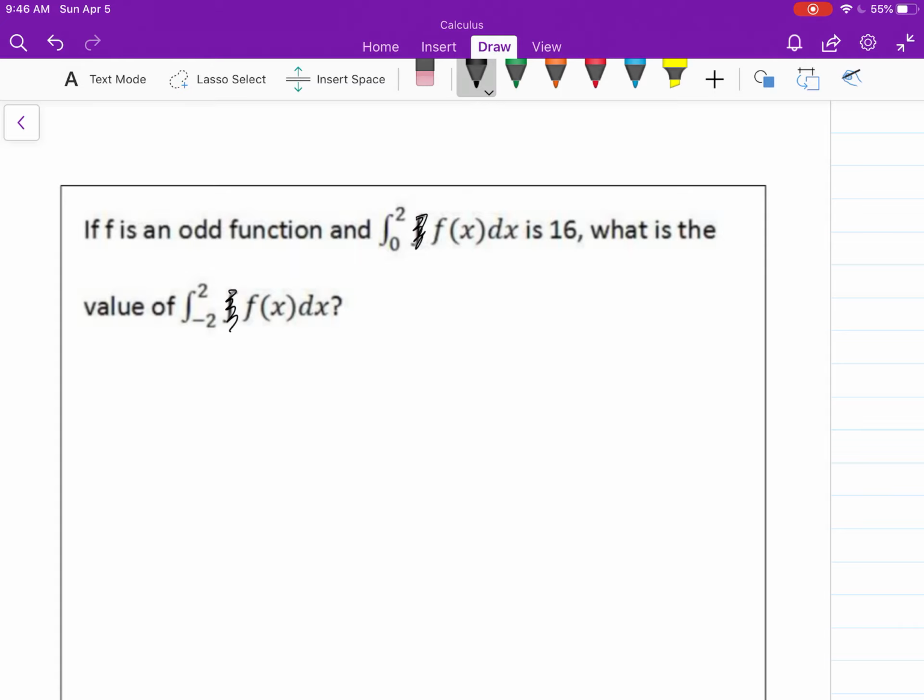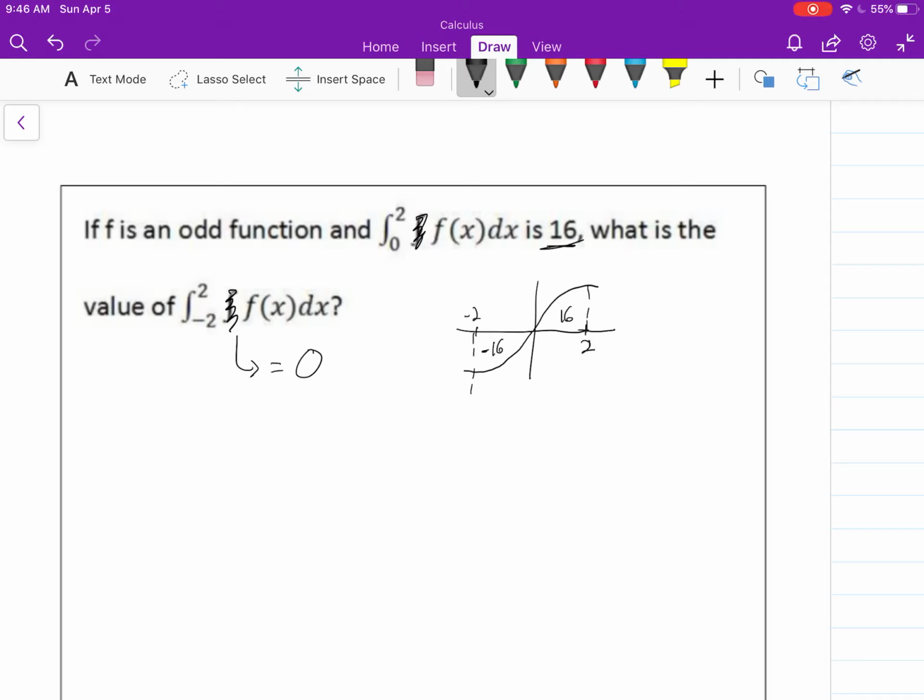Okay. f is an odd function, so that the integral from 0 to 2 is 16. What is the integral from -2 to 2? Well, it's an odd function. So odd functions are opposite. So from 0 to 2 over here, it's 16. Let's say this is 2. What's the integral going to be on the other side, from 0 to -2? Well, it's under the x-axis, but it's going to be -16. So what is it from -2 to 2? Well, this is going to equal 0.